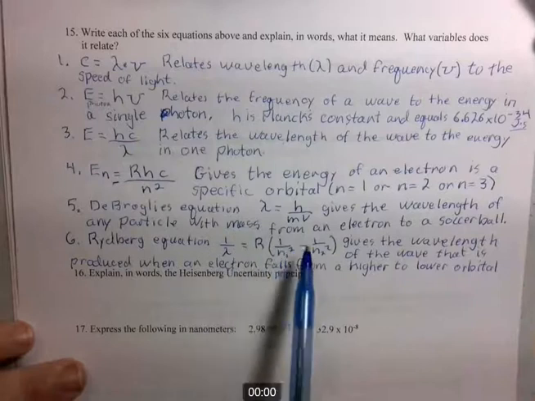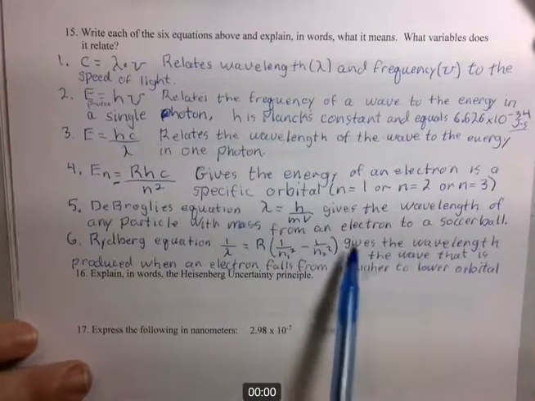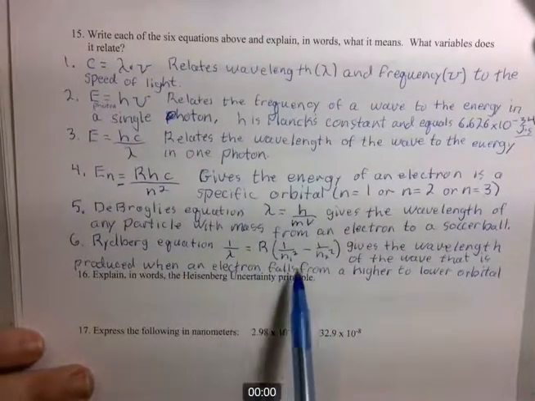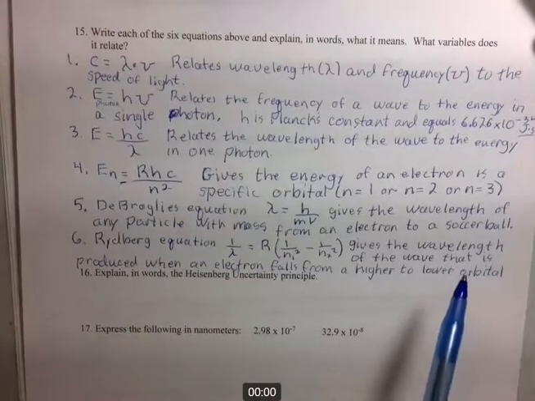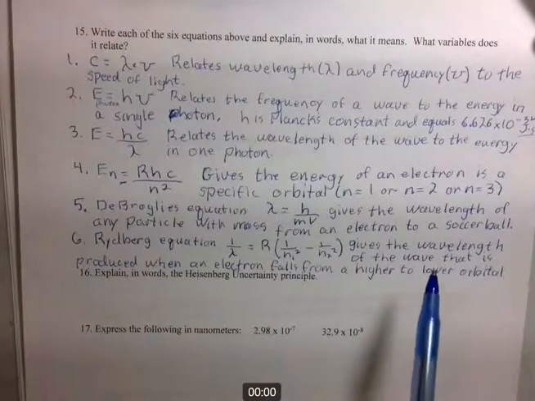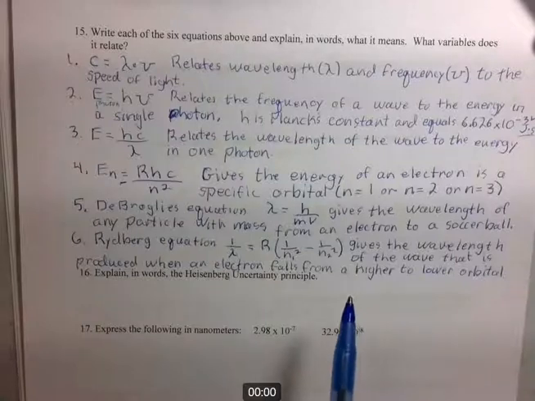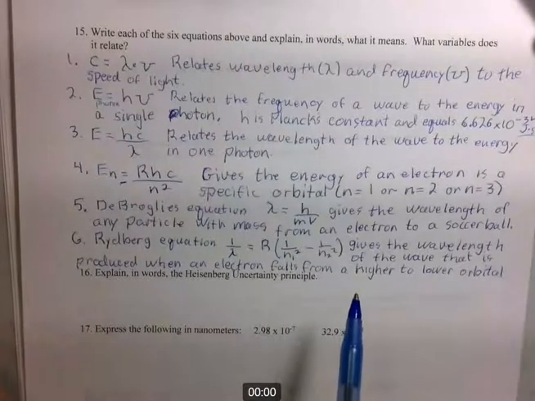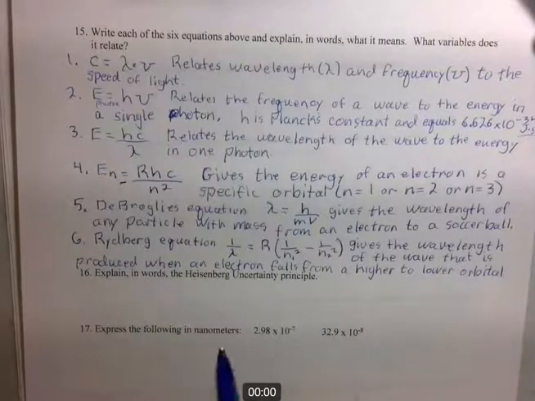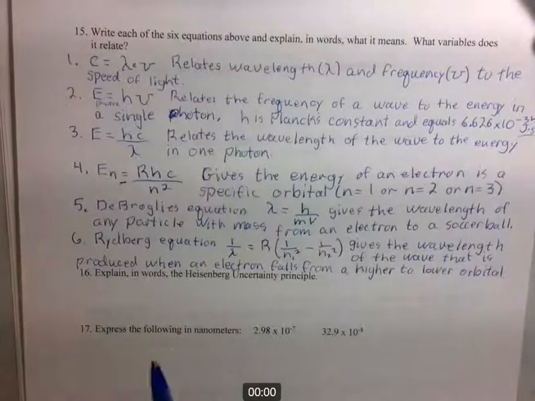Okay, so the Rydberg equation gives the wavelength of the wave that is produced when an electron falls from a higher to a lower orbital. Remember, if you drop a rock out of a window, when it hits the ground, that energy is going to be released. You're going to hear some of it as sound energy. It might cause the rock to bounce a little bit, so some of the energy goes back into the rock. Some of the dirt below scatters. All that is the release of the energy.